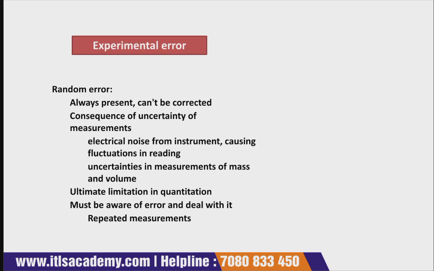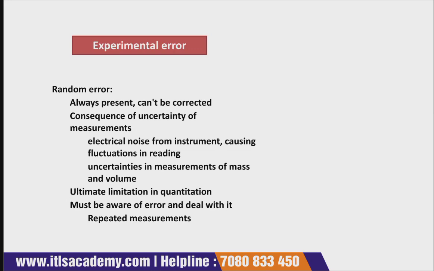And what is random error? Random error is always present, and it cannot be corrected. Okay, so it is always there, you cannot correct it. It is a consequence of the uncertainty of the measurements. For example, electrical noise from the instrument: you can't correct that noise, you can't stop the noise that comes from any instrument.